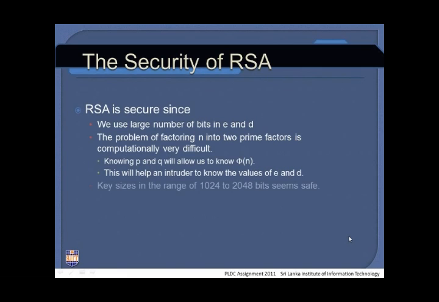The third point is that in RSA, the key sizes range from 1024 to 2048 bits. This range seems to be very safe today. Most of the financial transactions carried out through the internet use the key size 1024, but in case you feel that it is not safe, you can further increase the key size.